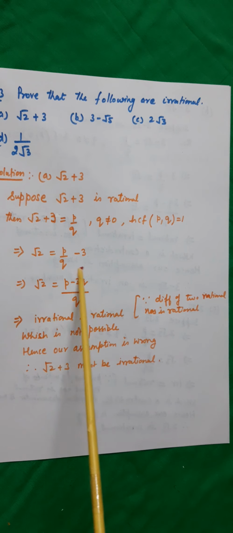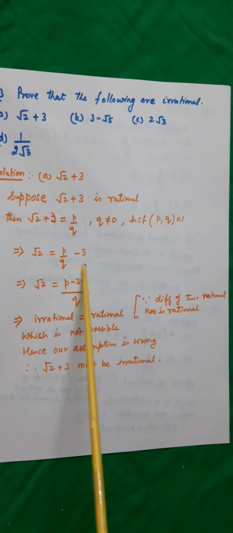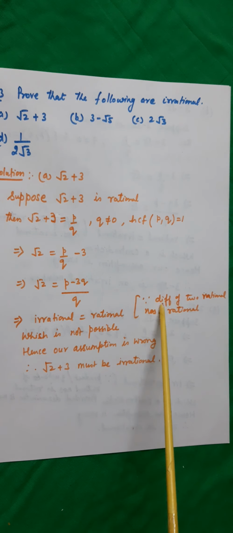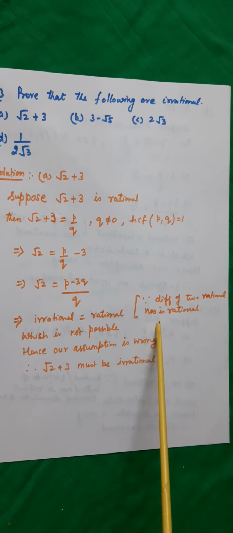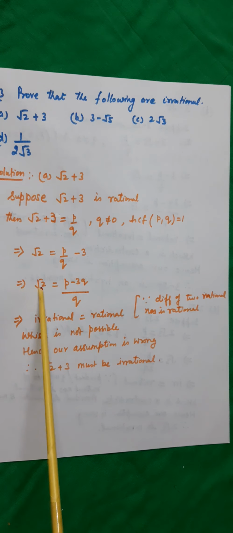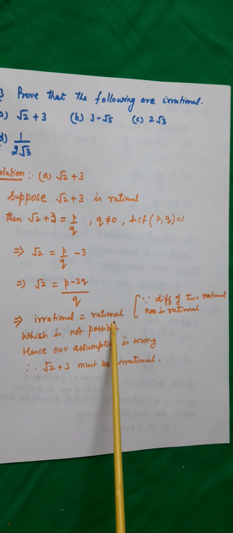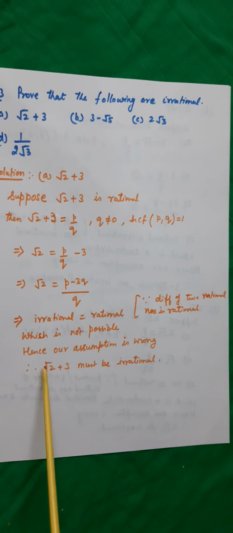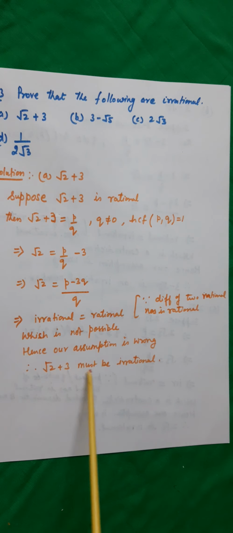Here we have applied operations on two rational numbers. Therefore, the resultant is also a rational number. Or we can write the difference of two rational numbers is a rational number. Now, this statement says that irrational number is equal to rational, which is a contradiction, not possible at all. Hence, our assumption is wrong. Therefore, root 2 plus 3 must be irrational.